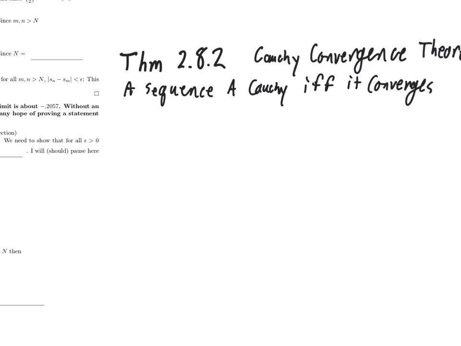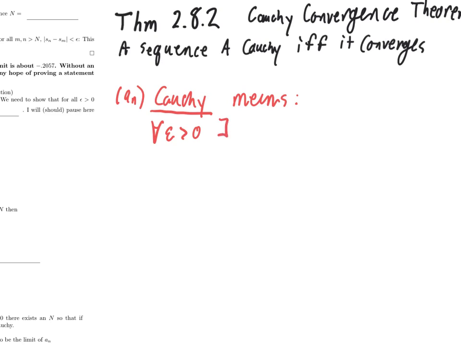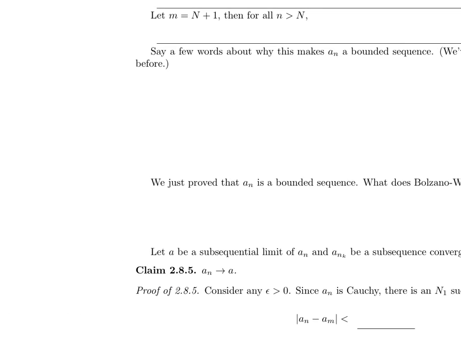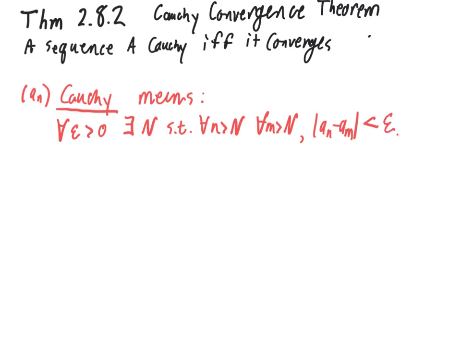And that theorem is totally meaningless if we don't point out what it means for a sequence to be Cauchy, which I'll remind you of right now. A sequence, a sub n, is Cauchy means for all epsilon bigger than 0, there exists a choice of big N such that for all little n bigger than big N, and for all little m bigger than big N, absolute value of a sub n minus a sub m is less than epsilon.